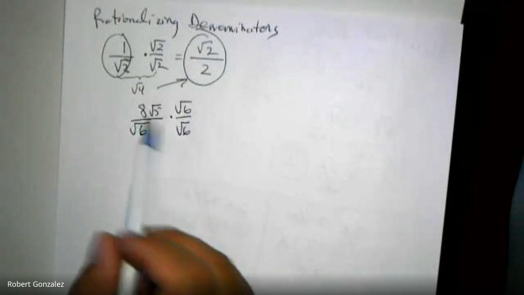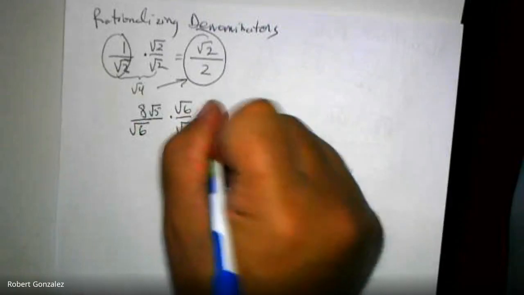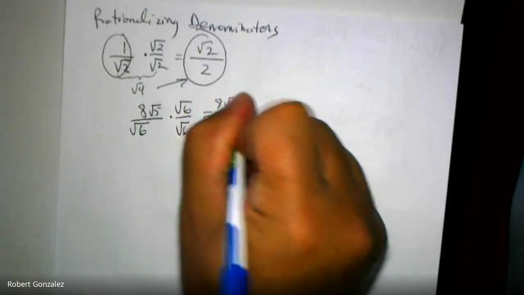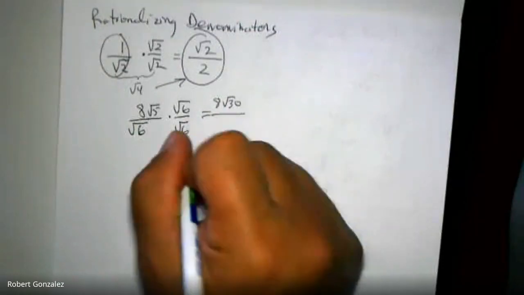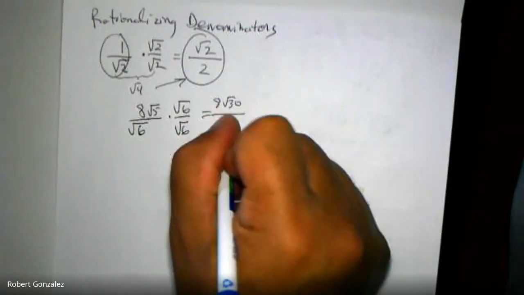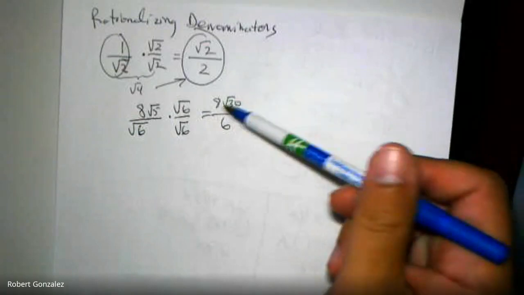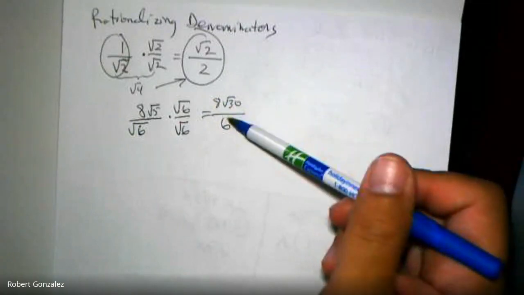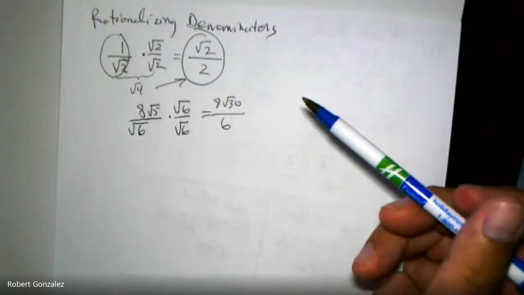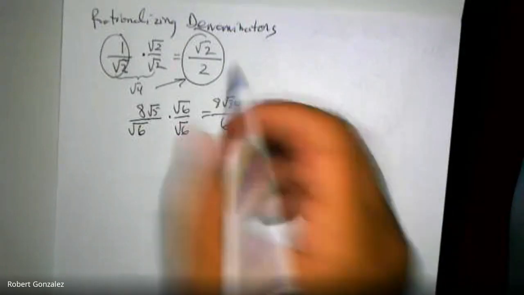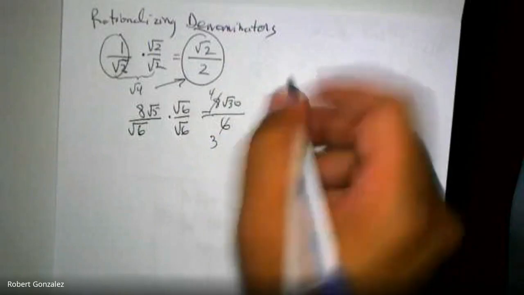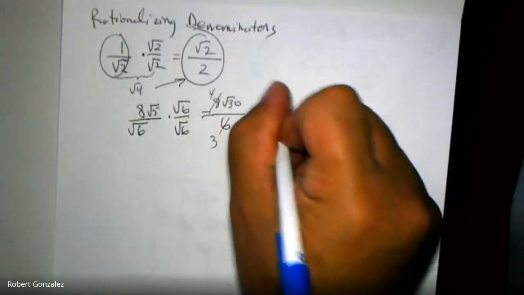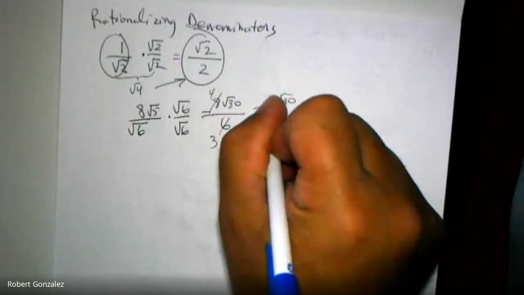Check out the top and bottoms here. The top becomes 8 radical 30 because 5 times 6 is 30. The bottom becomes radical 36, which is 6. Now you see the way I have the 8 and 6 that are not in a radical? I can reduce them. 2 goes into 8 4 times. 2 goes into 6 3 times. I get 4 radical 30 over 3.